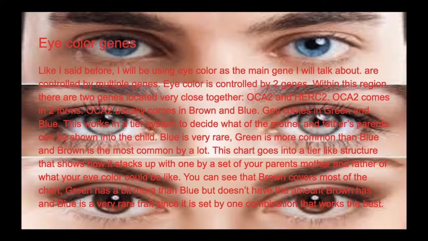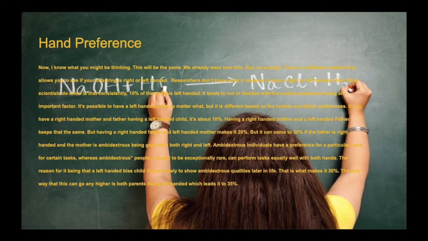This works in a tier system to decide what of the mother and father's parents can be shown in the child. Blue is very rare, green is more common than blue, and brown is the most common by a lot. There's a chart that goes into a tier-like structure that shows how it stacks up with a set of your parents' mother and father of what eye color could be like. You can see that brown covers most of the chart, green has a bit more than blue but doesn't have the amount brown has, and blue is a very rare trait since it's set by one combination that works the best.